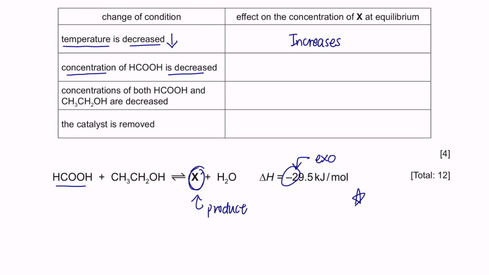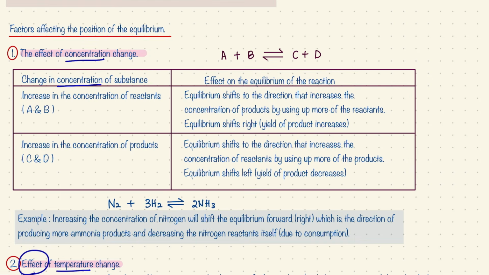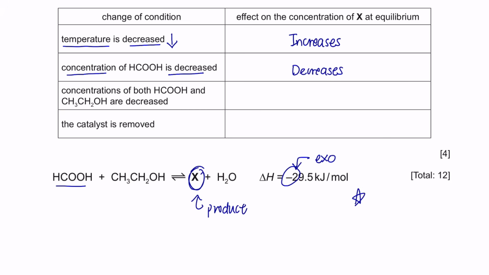Methanoic acid here is the reactant. When the concentration of reactants is increased, the yield of the product increases. That means if the concentration of reactant is decreased, then the yield of the product will also decrease. Next, the concentration of methanoic acid and ethanol are both decreased. Since ethanol is also a reactant, it will be the same as the second condition.